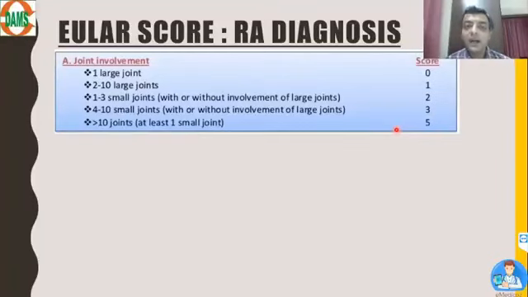In the exam, they can ask you what the parameters used for diagnosis are. They will not ask you to calculate the score. They will ask you what parameters. One of the parameters is the pattern of joint involvement.